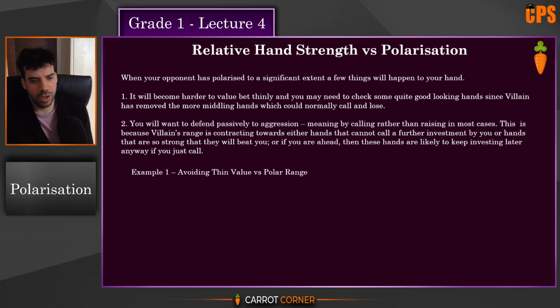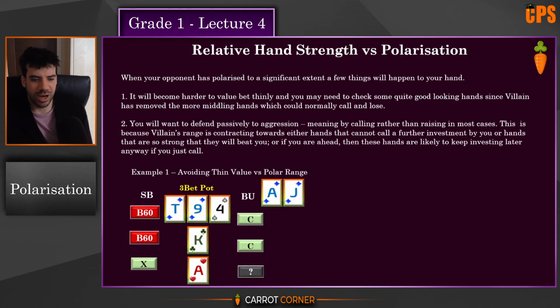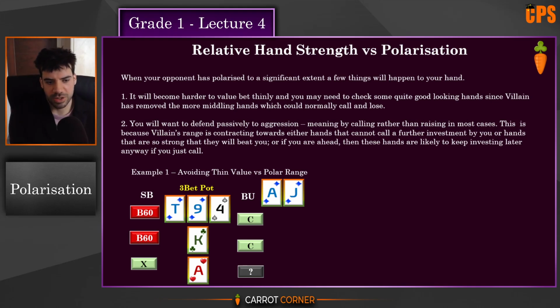Here's the first example where we want to avoid a thin looking value bet against a more polarized range. When I call this range polarized, I want you to take it with a pinch of salt, because let's trace the action sequence here. So in a 3-bet pot, small blind against button, button's hand is the ace-jack of diamonds. On 10-9 forward two-tone, small blind goes ahead and bets 60% pot, a very apt sizing for this texture, as we'll see in a future lecture.